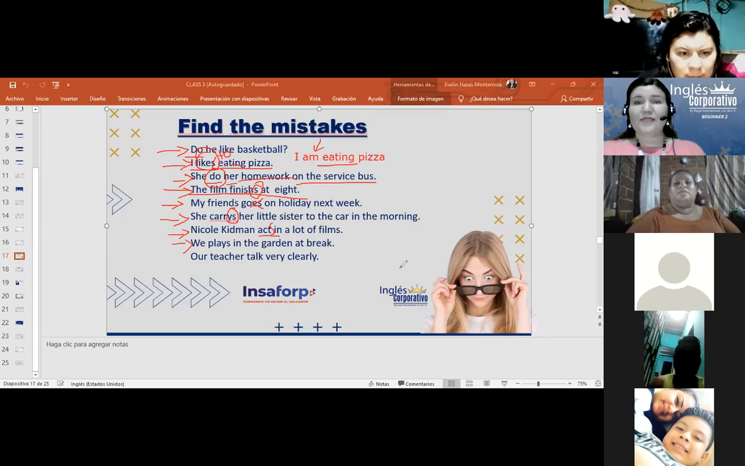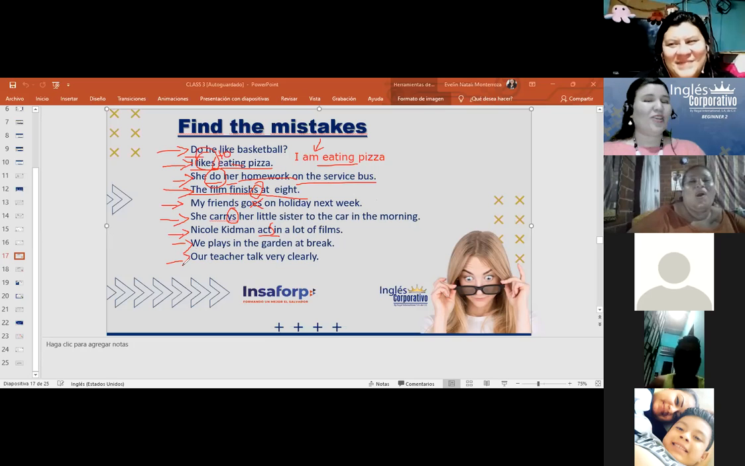And let's finish with the exercise. ¿Ya no hay otra pregunta? Chicos. Sí, ¿cómo curar el COVID? Todavía no sé. ¿Y de dónde vienen los niños? Tampoco.